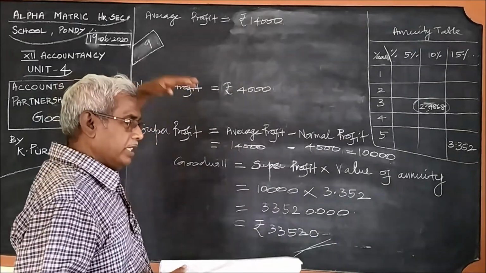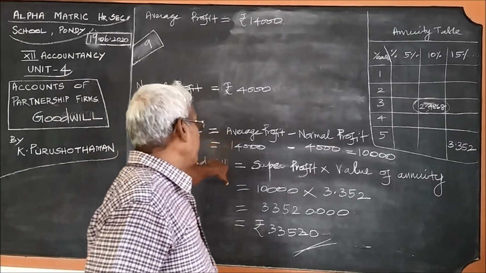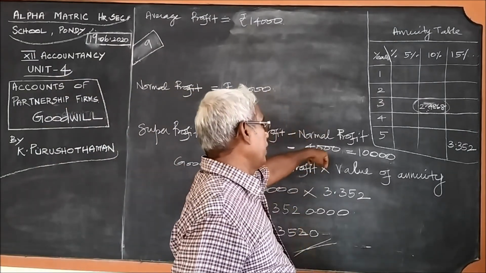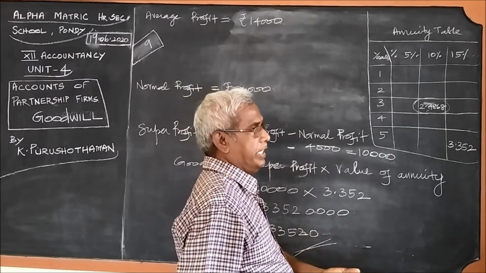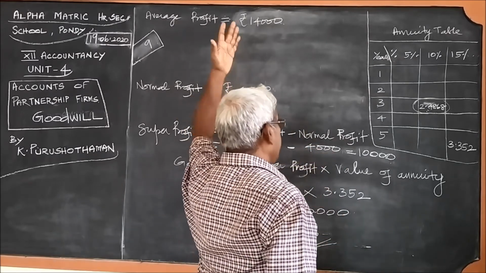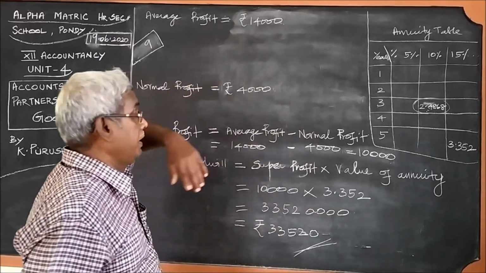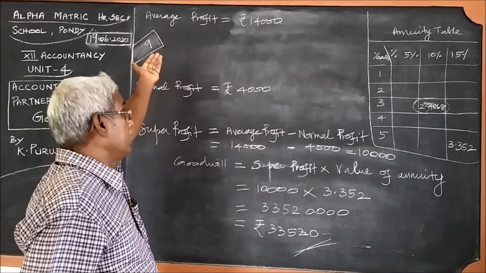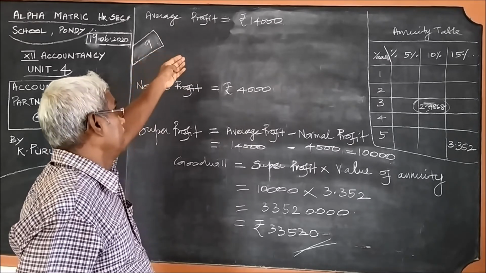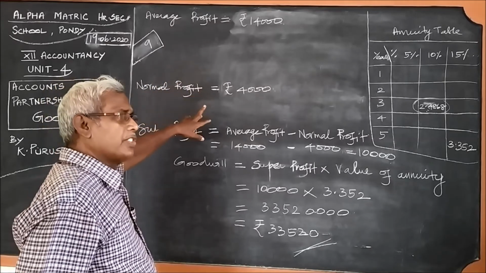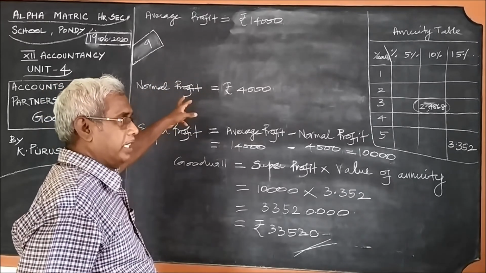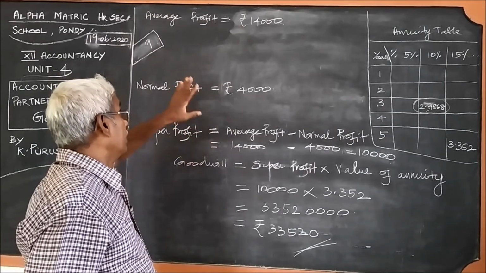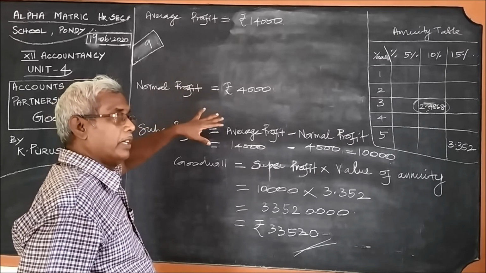So under this method, once again I repeat, goodwill is equal to super profit into value of annuity. This value of annuity is given in the problem itself straight away. And in the previous problem, we calculated average profit and normal profit, but in this problem they are readily given.